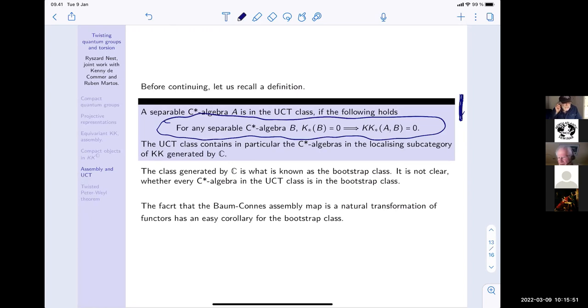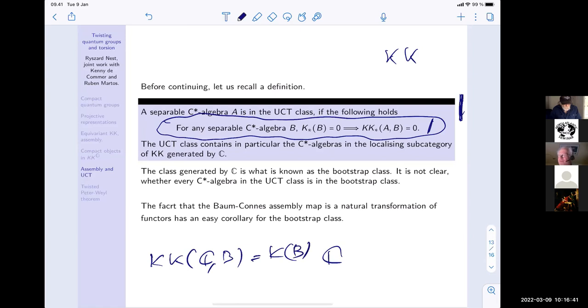A satisfies UCT if it does not see C-star algebras for which K theory is zero. We are still in the KK category. C-star algebra satisfies UCT if it does not see things with trivial K theory. For such C-star algebras, you can prove a universal coefficient theorem. It's not very difficult. Now, the obvious example is C. KK of C comma B is equal to K theory of B. Obviously C does not see algebras for which K theory is zero, because it is zero.